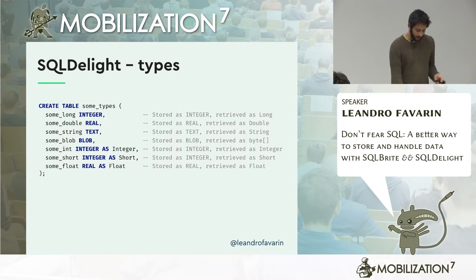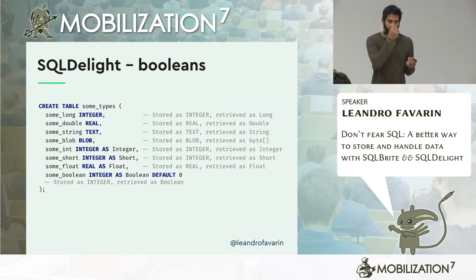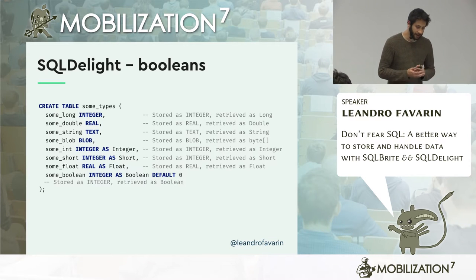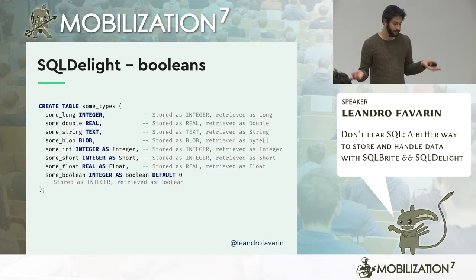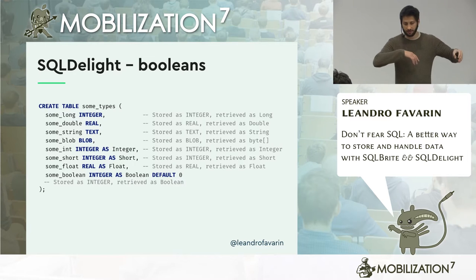And also, it can create different types. How many times have we created this integer that represents a Boolean, and then you save a zero, and then you map it to false or true? It doesn't have to be this way. When you say, I want to have as Boolean default zero, then suddenly it's a Boolean on the Java side. There's no byte or anything to convert later.